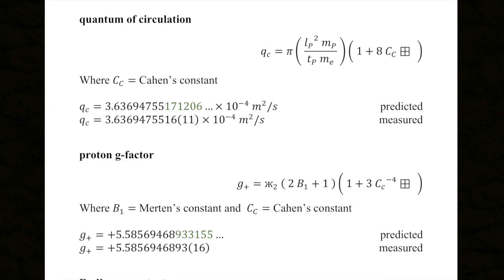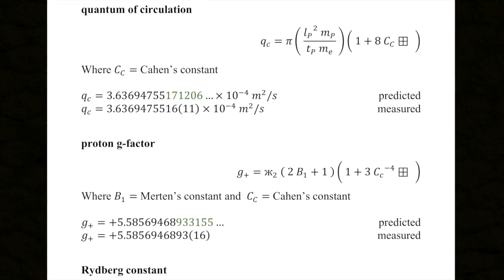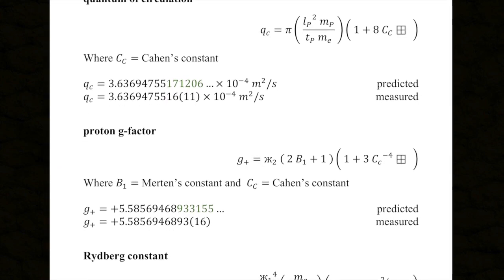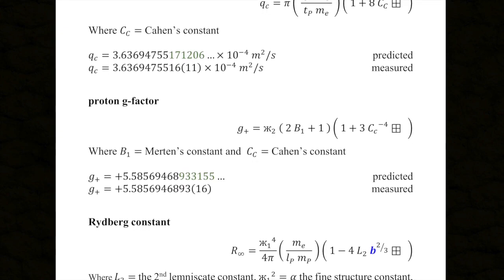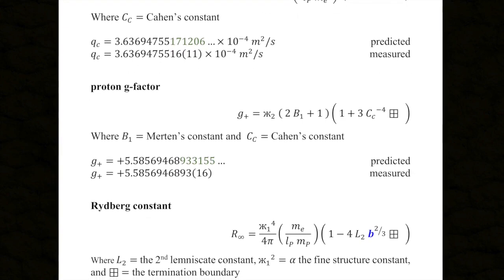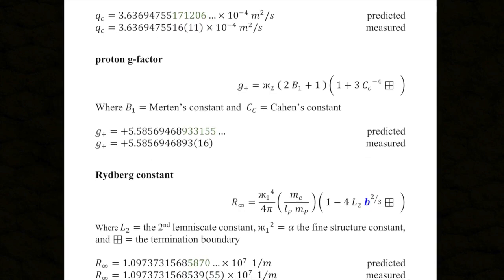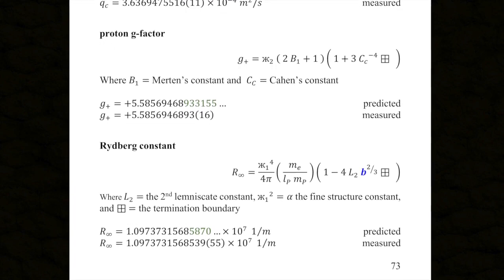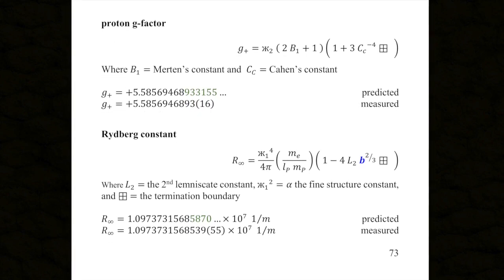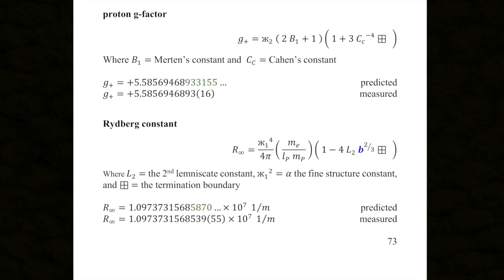Proton g factor has a primary action of the second hyperbolic vortex partition constant times 2 times Mertens constant plus 1. And its terminal action depends again on Kahane's constant. Mertens constant, by the way, also related to prime construction. Rydberg constant has a primary action of J1 to the 4th over 4 pi, and a terminal action of negative 4 second lemniscate constant and b to the 2/3.